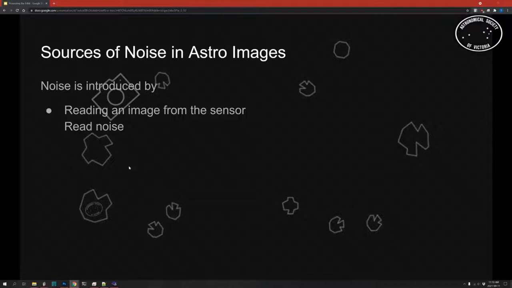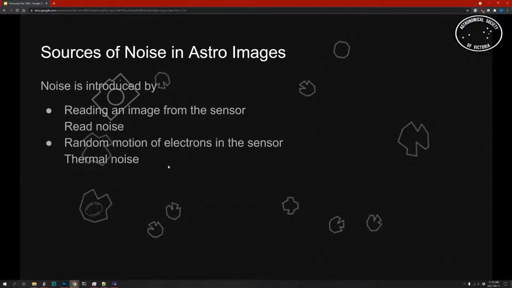We'll talk about how I mitigate that read noise. The next source of noise is just the random movement of electrons as they're sitting in the silicon chip that detects the sensor. The warmer that silicon is, the more the electrons bounce around and physically move in the substrate of the silicon in the sensor itself. This is called thermal noise, and we mitigate it. We'll talk about mitigating the thermal noise. There's a couple of tricks we use there.